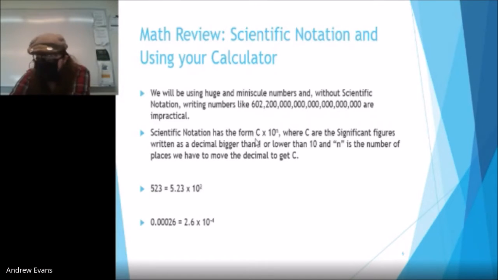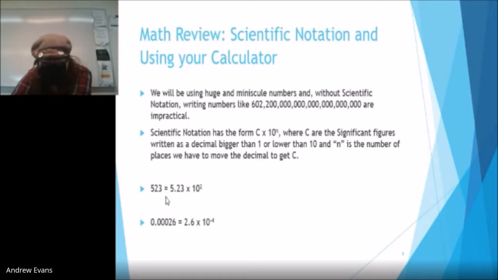So just a quick reminder, standard scientific notation is you have some number C times 10 raised to a power n. C is the unit with all the significant figures. It's written as a number between 1 and 10, and n is the number of decimal places you have to move it to the left or right. If n is positive, you move the decimal to the right. If n is negative, you move the decimal to the left.